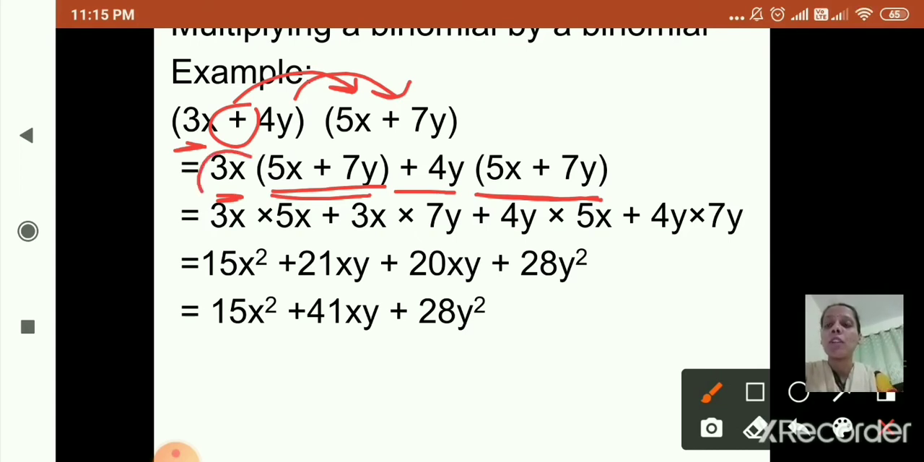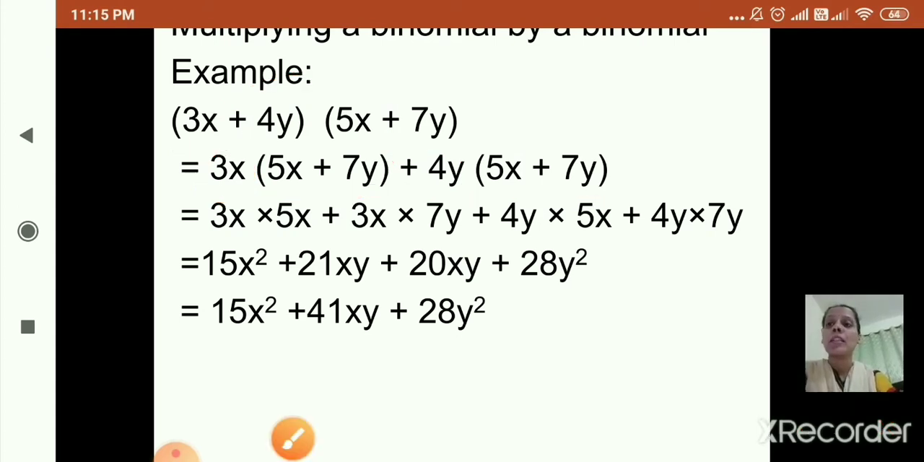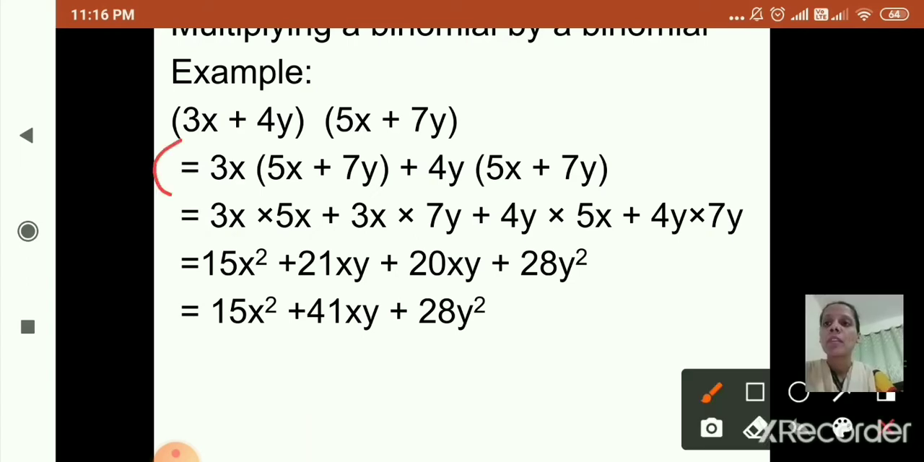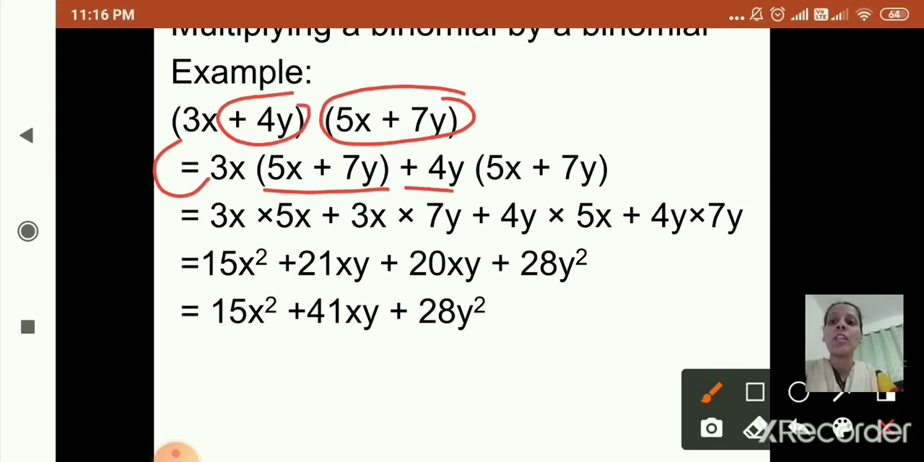So here we will write down 3x plus 4y. Once again I will repeat this, 3x plus 4y. So first we will write down 3x and write down the second algebraic expression 5x plus 7y. Now write down this plus 4y and multiply it with the second binomial expression, that is 5x plus 7y.